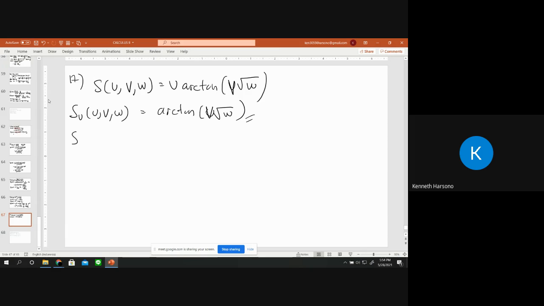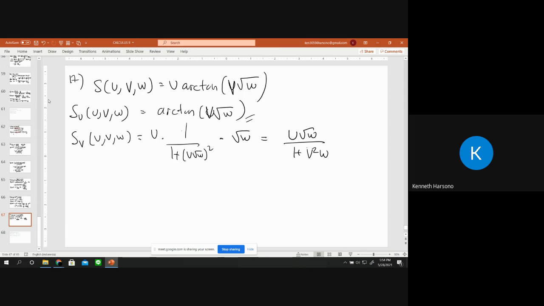And to derive it with respect to V, you can ignore the U here, just write it again. The derivative of arctan is just 1 over 1 plus the square root of VW squared, times the derivative of what is inside the arctangent with respect to V. So this just becomes the square root of W. So that's U square root of W all over 1 plus V squared W.